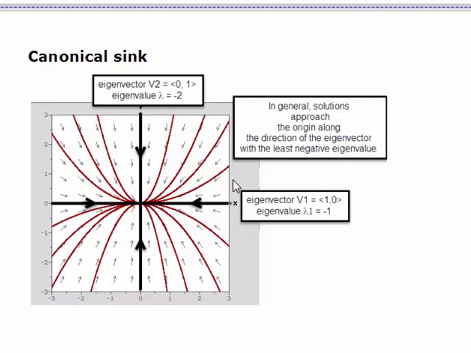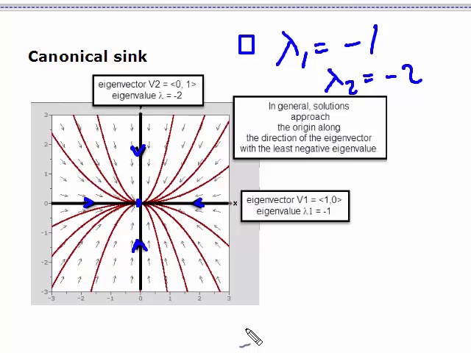And here's the canonical sink. So we have two eigenvectors, I'm sorry, two eigenvectors and two eigenvalues. The first one is -1. The second eigenvalue is -2. You can pick out immediately this is a sink by these arrows right here on the eigenvectors. They're both pointing towards that equilibrium solution, which is at the origin.